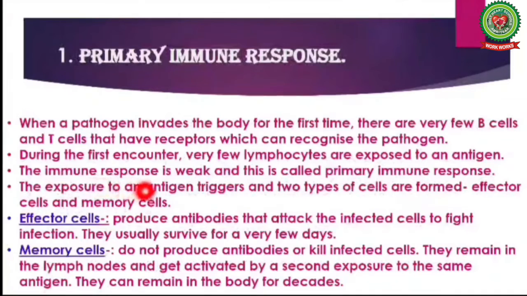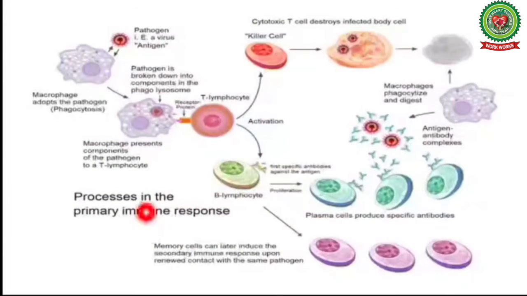The exposure to an antigen triggers two types of cells to be formed, effector cells and memory cells. Effector cells produce antibodies that attack the infected cells to fight infections. They usually survive for very few days, and memory cells do not produce antibodies or kill infected cells. They remain in the lymph nodes and get activated by a second exposure to the same antigen. They can remain in the body for decades. So, this picture is showing the processes in the primary immune response.